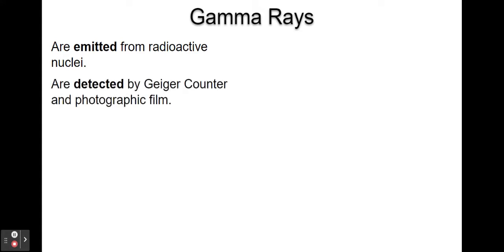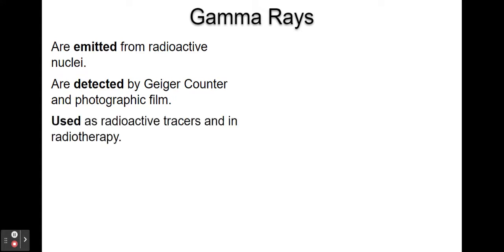Firstly, gamma rays. Gamma rays are the most high frequency rays which carry the most energy. They are emitted from radioactive nuclei. They are detected using a Geiger counter or a Geiger-Müller tube and counter, and can also be detected by photographic film. They're used as radioactive tracers in medicine and also in radiotherapy.